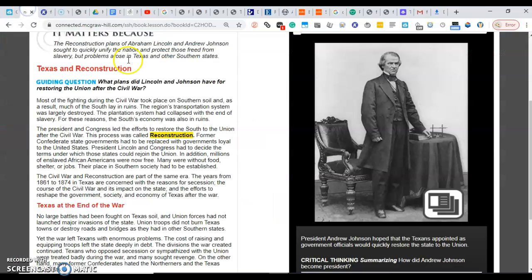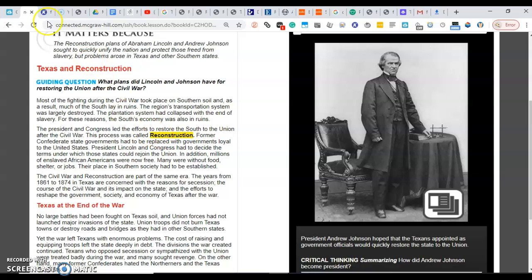And then again, we have political. So political tells us that the President and Congress, remember Congress are the people that we elect to represent us in our government, led the efforts to restore the South to the Union. Think about it this way: if you ever have a friend and you two get into an argument, and you want to remain friends, you have to eventually apologize. So think of Reconstruction as like an apology, or an invitation to apologize. And that's what the President and Congress were trying to do, was extend and tell the South, hey, here's how you can apologize, and then we'll become friends again.